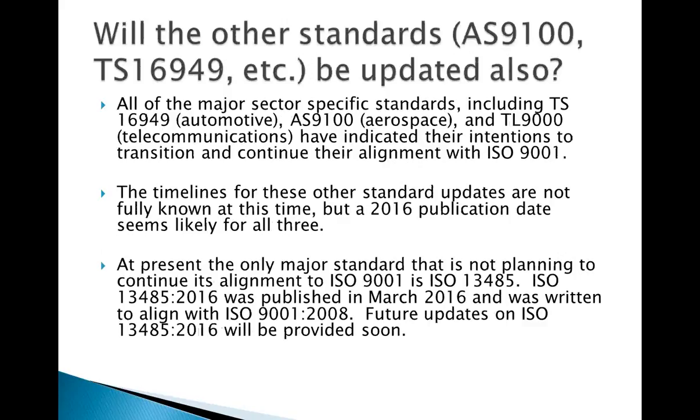We are also getting lots of questions on the updates to some of the other standards, in particular the standards for the aerospace and automotive industry. We do know that all of the major sector-specific standards, that is TS 16949, AS 9100, and TL 9000, have all indicated their intention to transition and continue alignment with ISO 9001. All three have indicated 2016 is their targeted publication date. We don't have a firm publication date for any one of those three standards at this time. We will absolutely pass that along as soon as we have one.